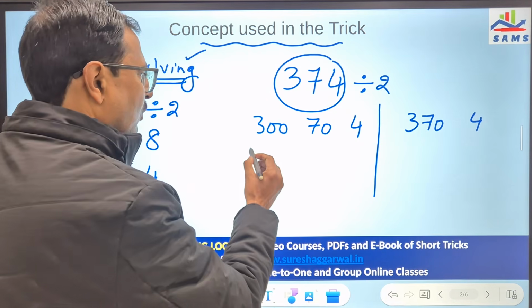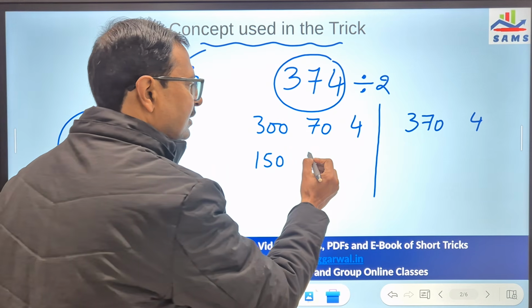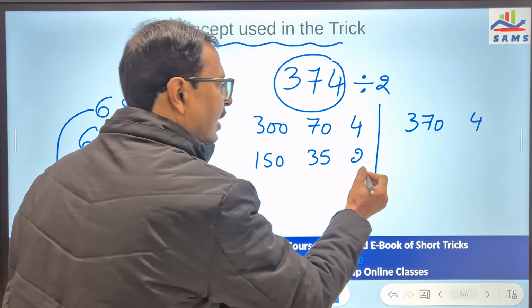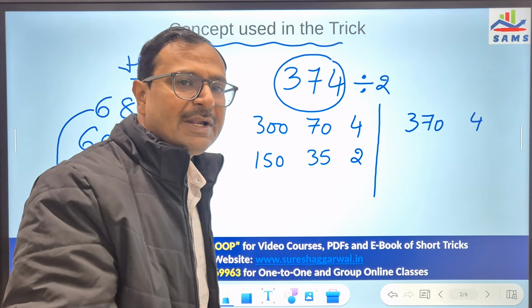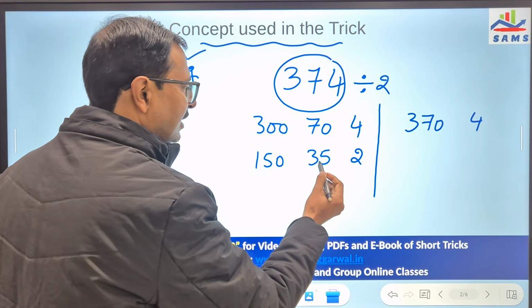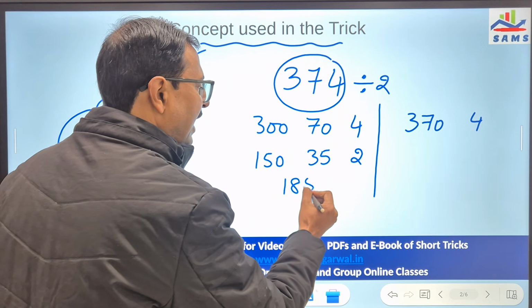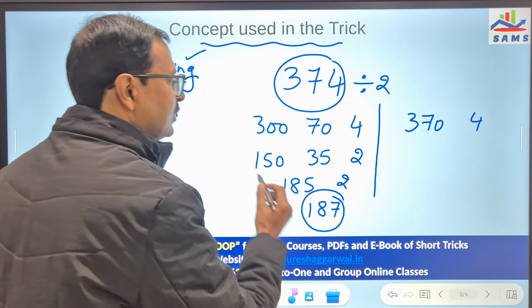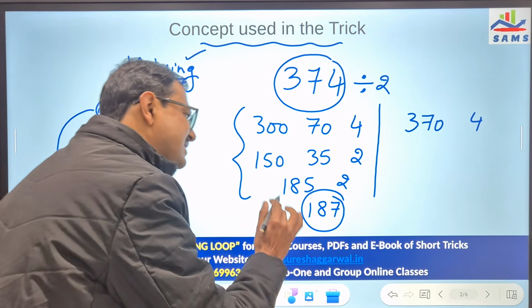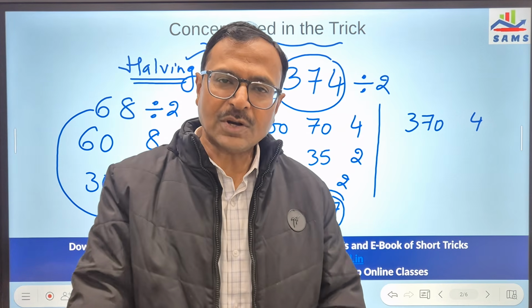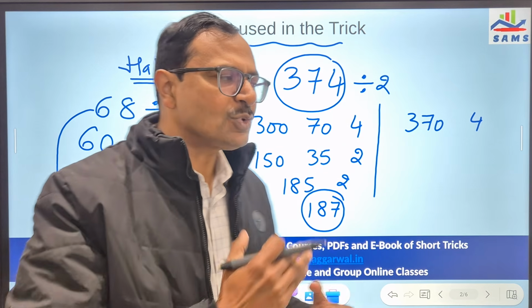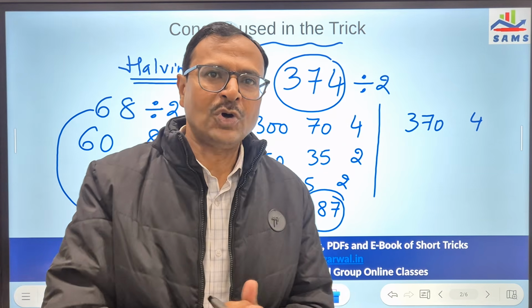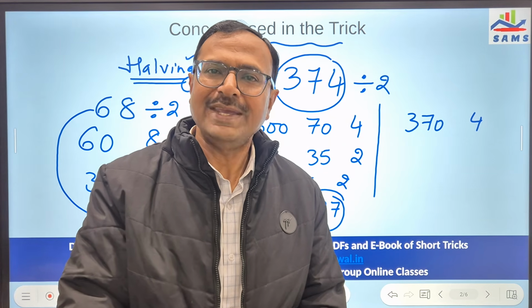374: 300, 70 and 4. Half of 300 is 150, half of 70 is 35 and half of 4 is 2, and now simple addition will get you the answer. 150 plus 35 is 185 and 2 gives you 187 as the answer for the question. Believe it or not friends, all these steps which I am writing here are all mental math steps, and once you start developing this skill, things become so very easy.